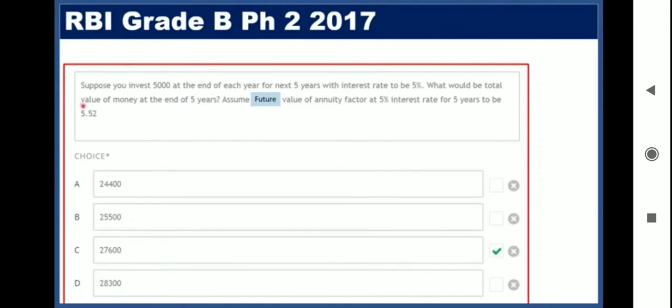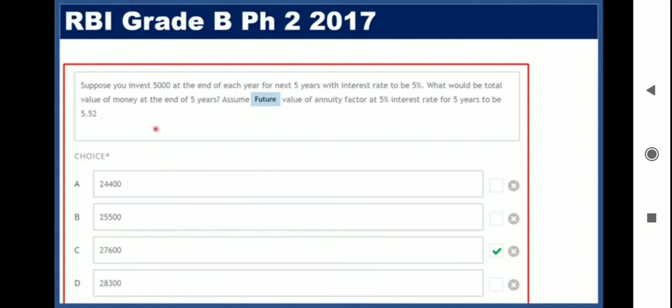Now this is a question based on annuity, that you are investing 5,000 at the end of each year for next 5 years and the interest rate is assumed to be 5%, and you have to find the future value of money at the end of 5 years. That is, you have to find the future value of annuity. And the future value annuity factor is also given at 5% for 5 years to be 5.52. So to find the future value, you can directly multiply 5,000 by 5.52 and you will get the answer as 27,600. So again, this was a very easy question, very easy marks to be scored.